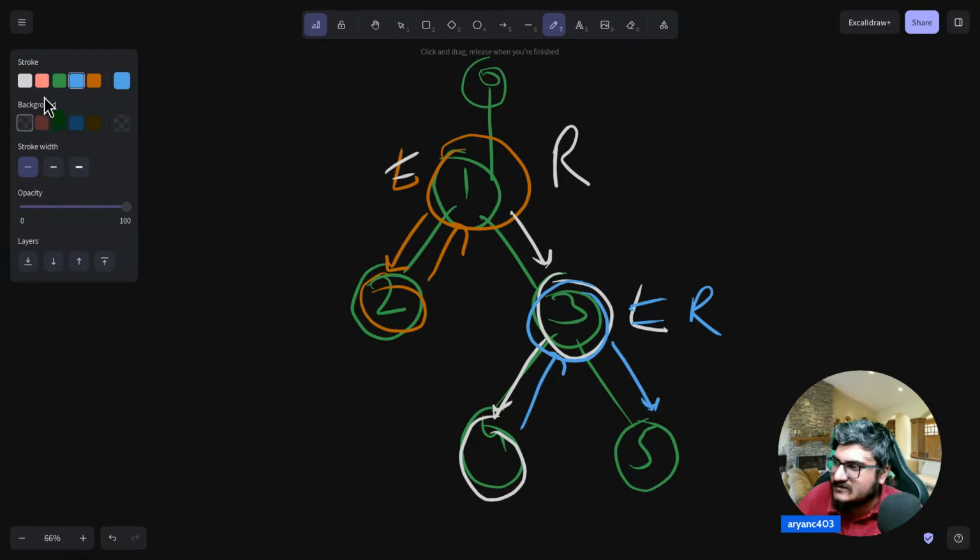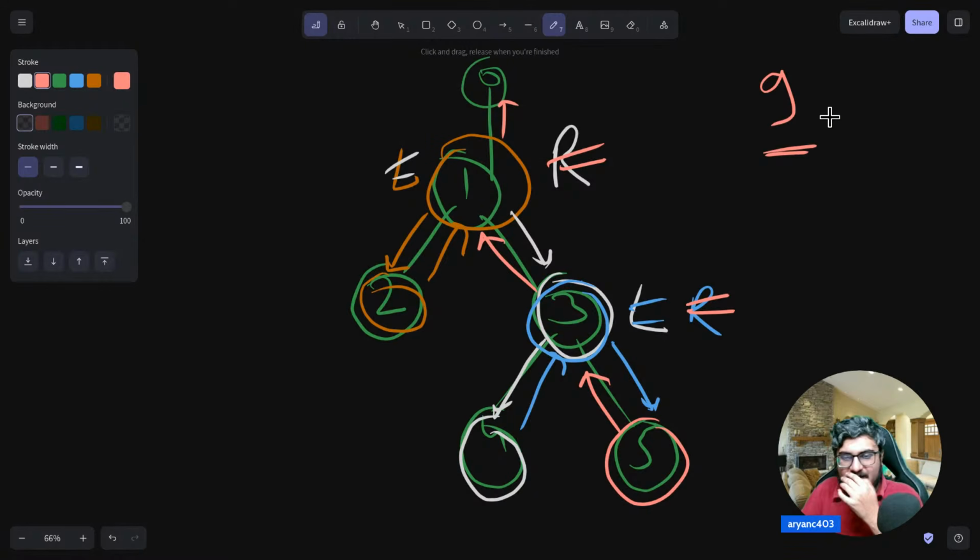Since this is a leaf node, Bob will move to the parent. And since R is written here, Bob will remove it and move to the parent. Since R is written here, Bob will remove it and move to the parent again. And here you have reached the required location. So overall, how many moves did it take? 1, 2, 3, 4, 5, 6, 7, 8, and 9. Total 9 moves. So this is the procedure that Bob is following. Any questions, anyone, so far?